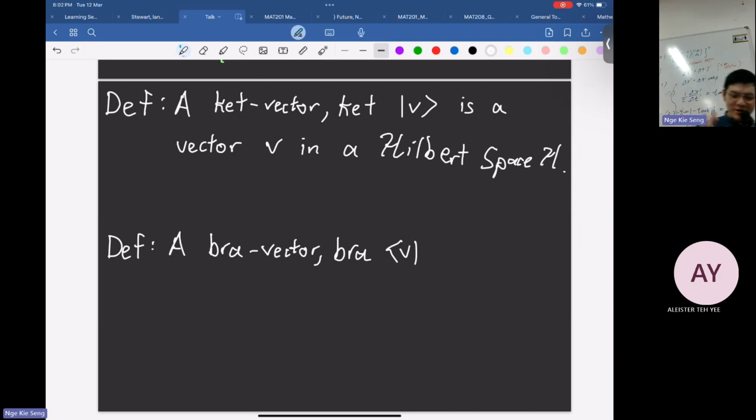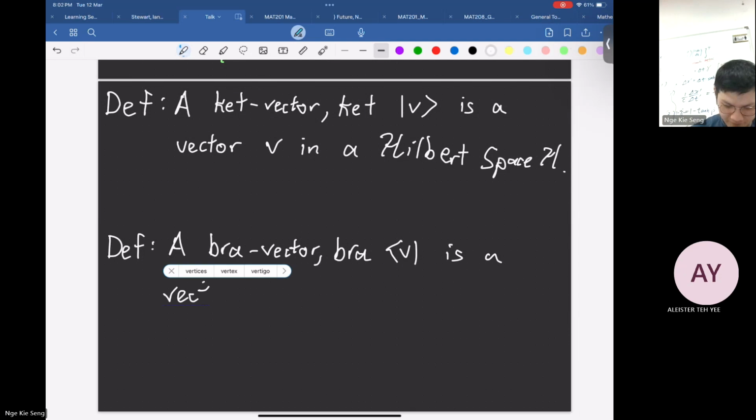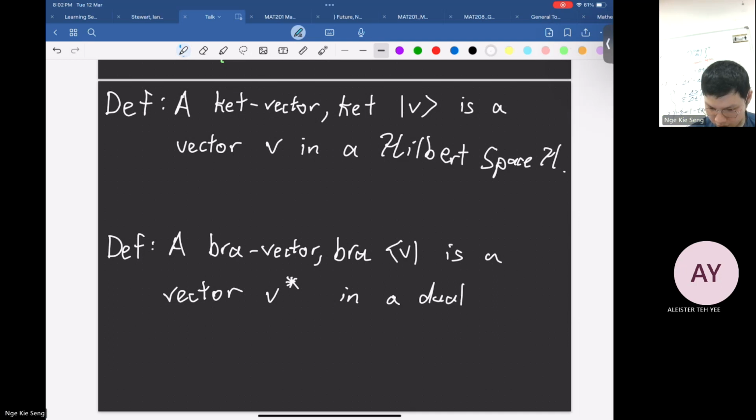Okay. Anyone want to guess what a bra is? What's a bra? In where? In a dual space. Okay, it is still a vector, but it is a dual vector for V, in a dual Hilbert space.